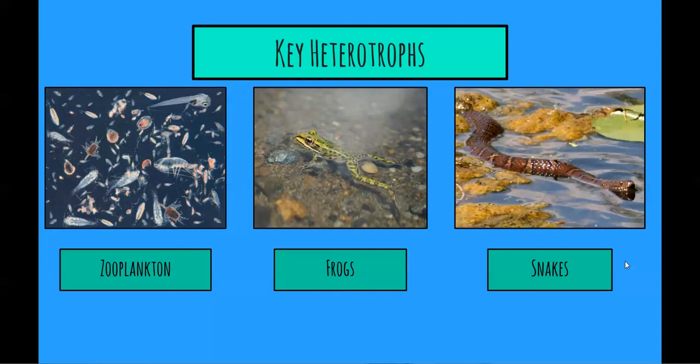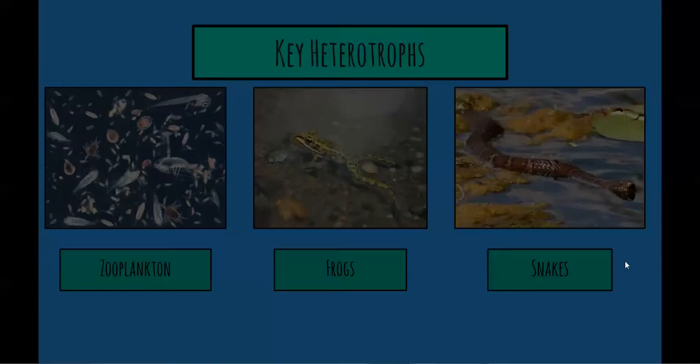Then we also have frogs and snakes. They're very abundant more in the mainland. We don't have snakes here in Hawaii, but in the lakes and ponds biome, frogs reproduce pretty rapidly and are very abundant in lakes and ponds.